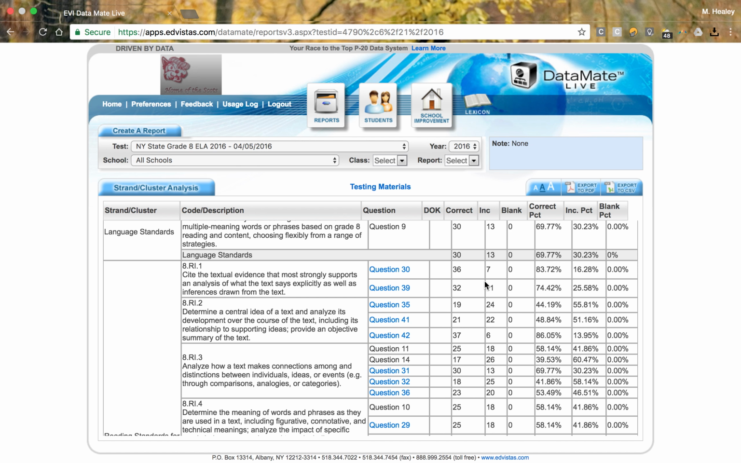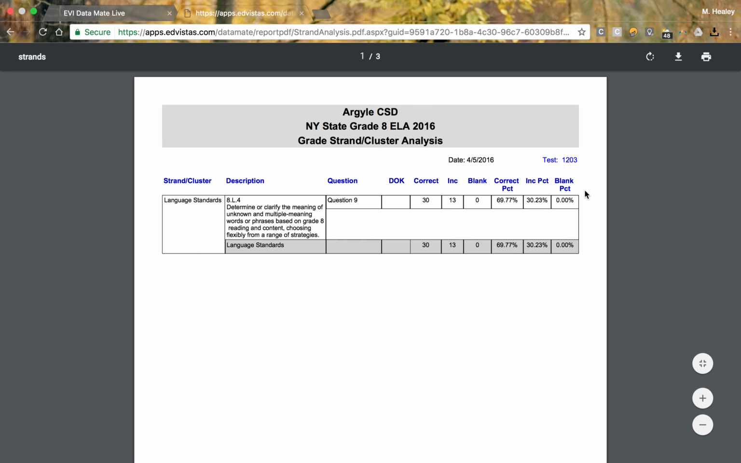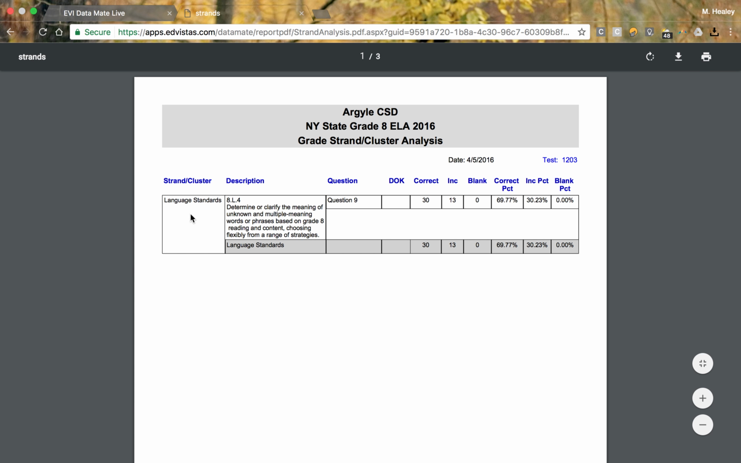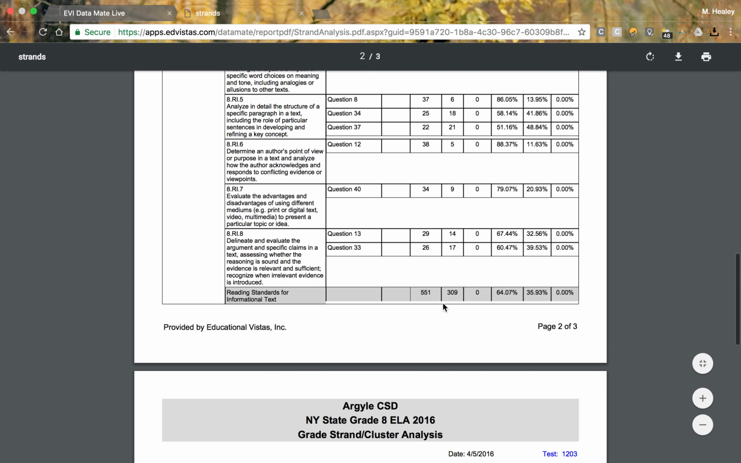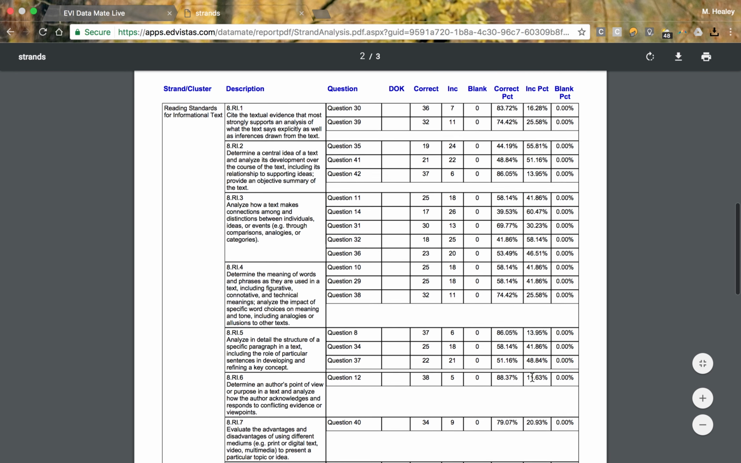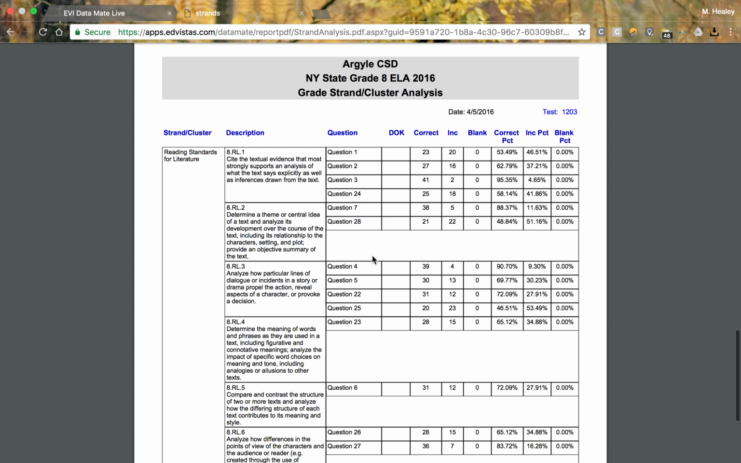If you wanted to take a look at the whole report in a more viewer-friendly manner, you could click export to a PDF, and it gives us the 3-page report, essentially looking at our standards and how our students who took the exam for that year did in relation to those standards. So very helpful to see how our students did for a particular year.